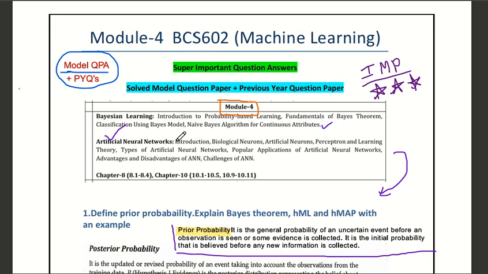And in chapter 2, artificial neural network, that contains the introduction part, biological neurons, artificial neurons, perceptron and learning theory, types of artificial neural networks, popular applications of artificial neural networks, advantages and disadvantages of this ANN, then challenges of ANN. So in this chapter 2 it is almost all theory content, guys. So without wasting time, let's get started one by one.